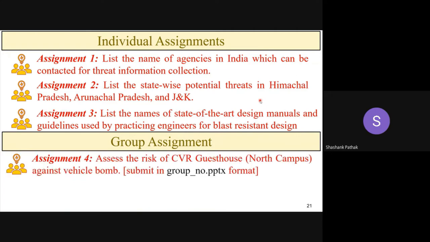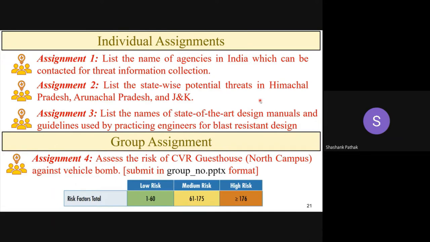And this is the group assignment which I explained in the last class. You have to make a group and make a presentation in which you assess the risk of C.V. Raman guest house in North Campus against a vehicle bomb. With all the information given in this lecture and the last lecture, you have to take an engineering judgment and make a risk assessment for C.V. Raman guest house.